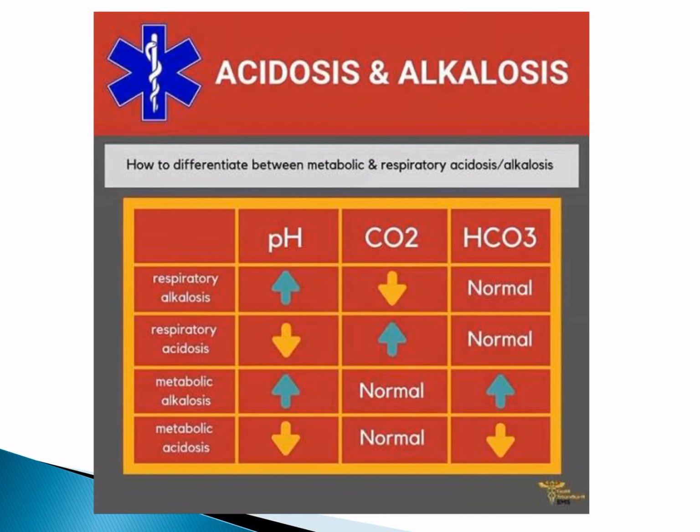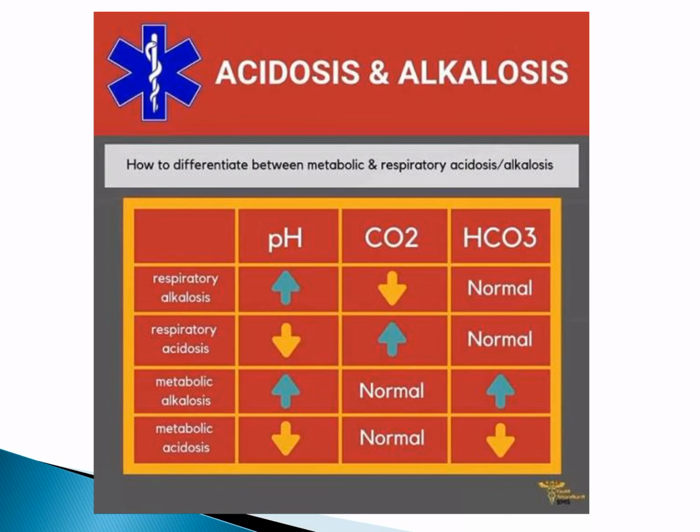So in a nutshell, this is how to differentiate between metabolic and respiratory acidosis or alkalosis. When the patient is experiencing respiratory alkalosis, the pH is increased, the carbon dioxide or your PCO2 is decreased, and the bicarbonate is normal. That's the pattern. When we say respiratory acidosis, the pH is decreased, the PCO2 or the CO2 is increased, and the bicarbonate is normal.